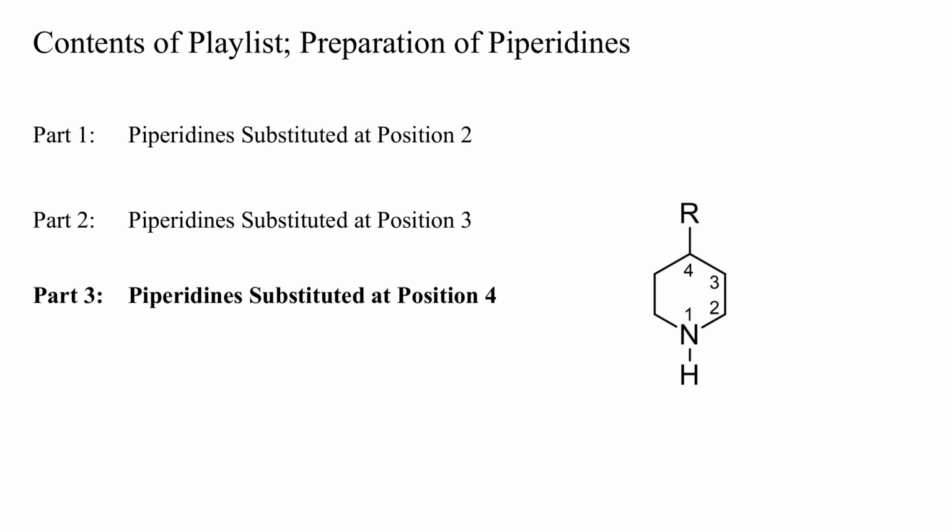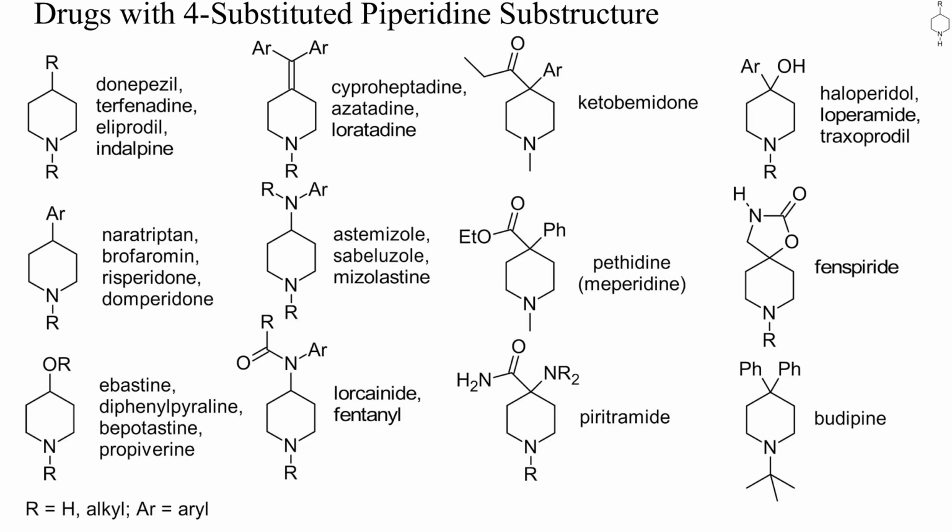In this video I'll show you some convenient strategies for preparing piperidines with substituents at position 4. I could not find any natural piperidines with only alkyl or aryl groups at position 4, but there are many synthetic drugs with this substructure. Piperidines with one or two substituents at position 4 have a plane of symmetry and are therefore not chiral, which is a huge advantage in drug discovery and manufacture.